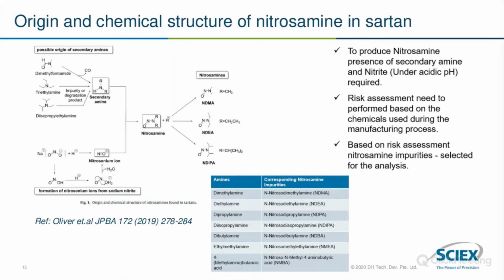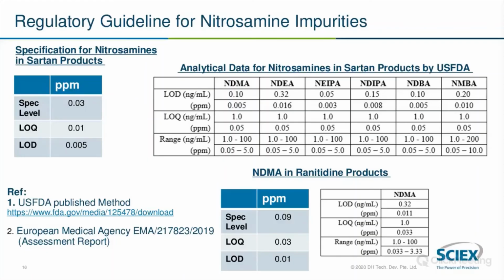This is how the origin and chemical structure of nitrosamine looks. This is a paper published in the Journal of Pharmaceutical and Biomedical Analysis in 2019, where they describe how secondary amines react under acidic conditions with nitrite and form nitrosamines. What you are seeing in the small table is that various amines form corresponding nitrosamines, and this is very much available in the various papers. You can go through them and understand the chemistry part of it. And basically the important thing is that risk assessment is also very important for nitrosamines in various products. Next slide, please.